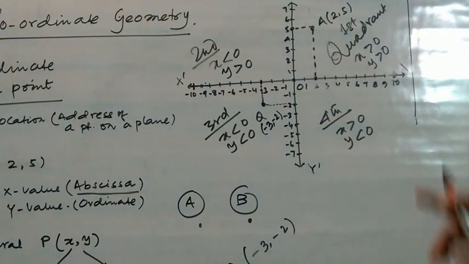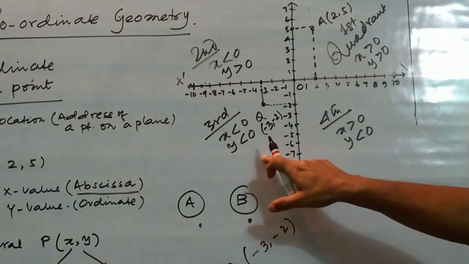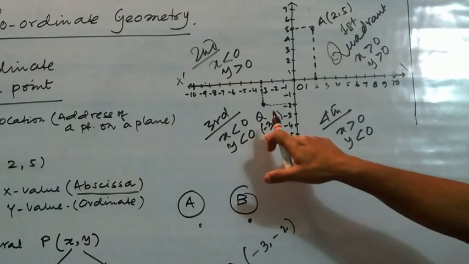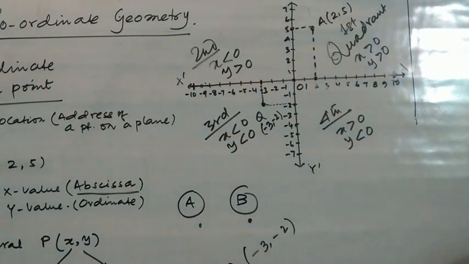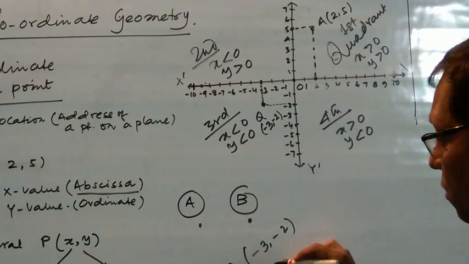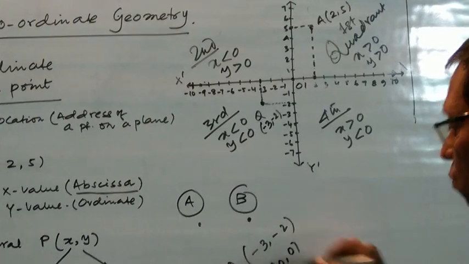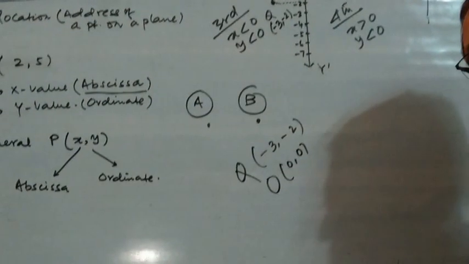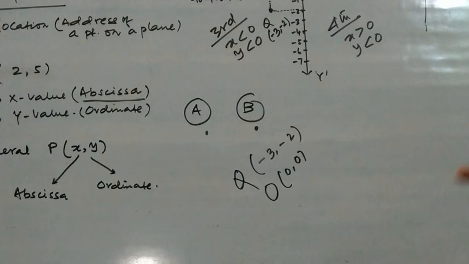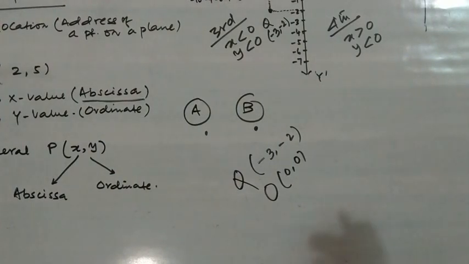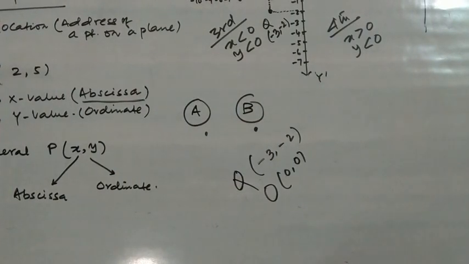So what we find is that we are in the third quadrant, and in the third quadrant x is negative, y is also negative. Now something more, what is the coordinate of the origin? The origin, denoted by O, has coordinate 0, 0. Abscissa is 0, ordinate is 0.